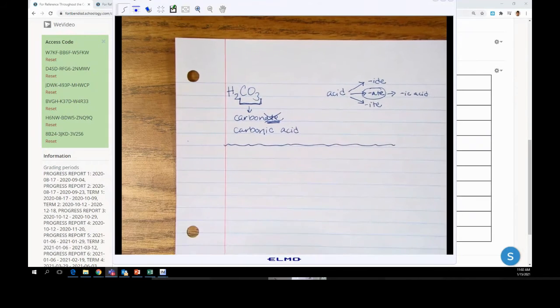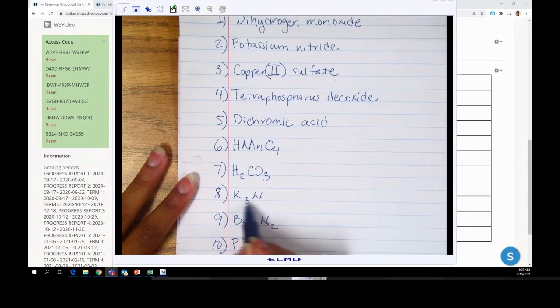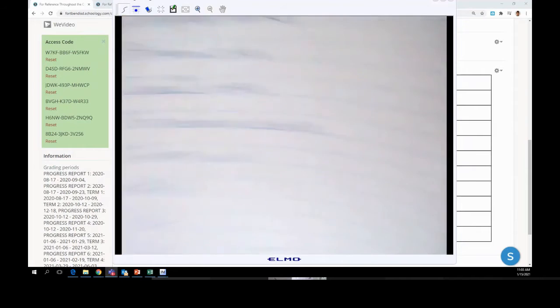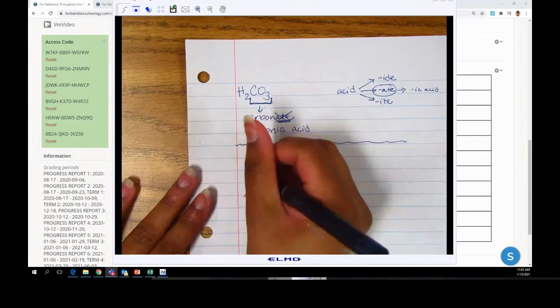I don't see anything in the chat. Let me check. All right. The next one we've got up is K3N. This should look familiar because we just wrote K3N from its name. So we're going backwards now.